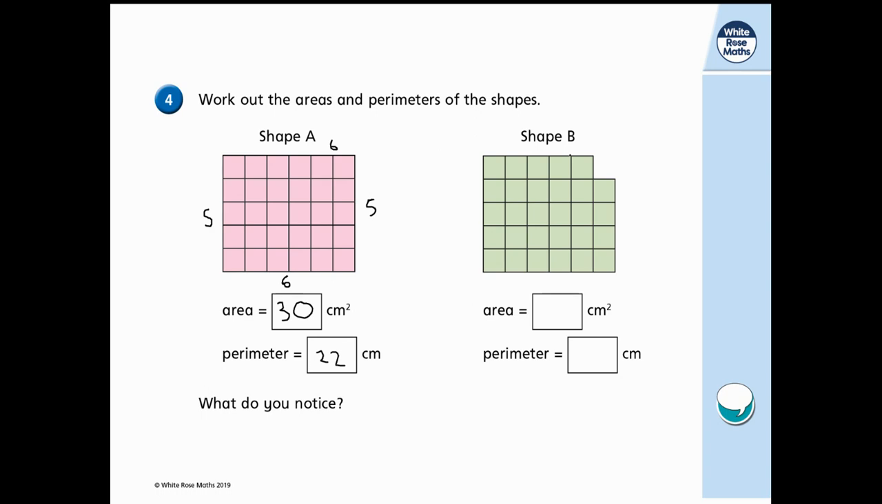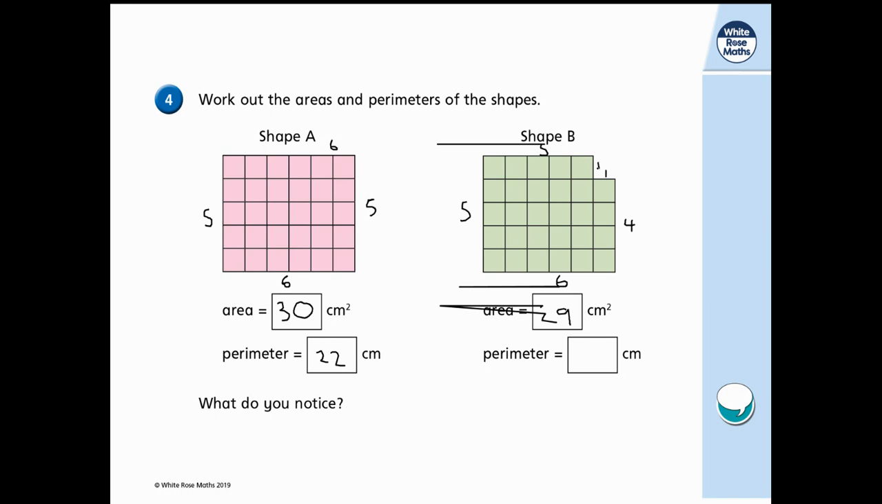Now here, to find out the area, I'm going to count the squares. I've got 1, 2, 3, 4, 5, 6, 7. So I've got 5, 10, 15, 20, 25 there, 26, 27, 28, 29. I've got 5 squares there, 5 squares there, 6, 4, 1 and 1.